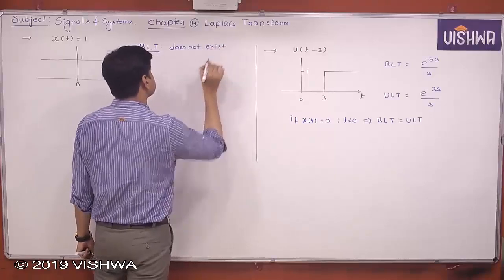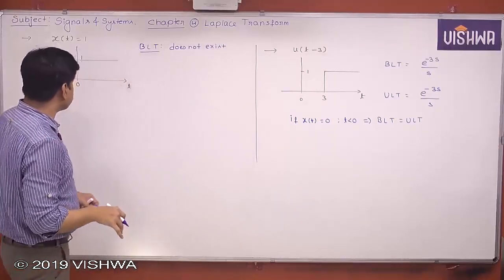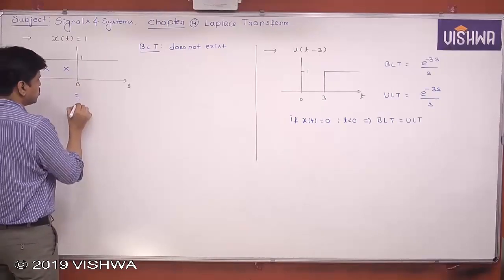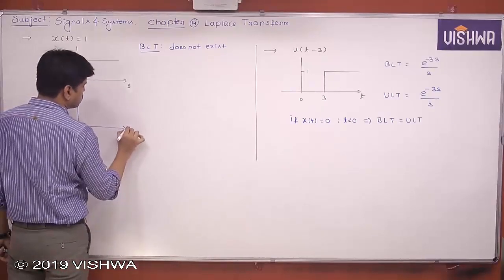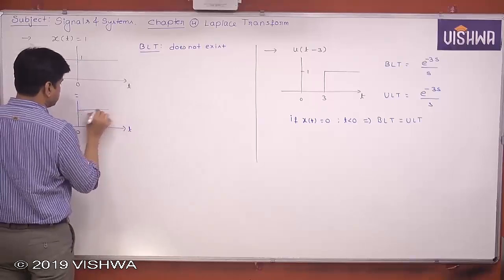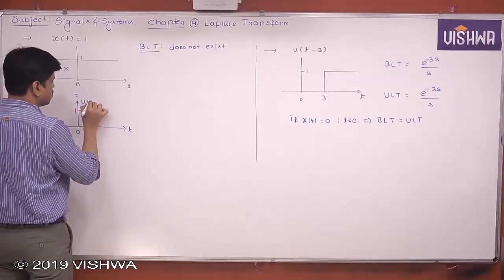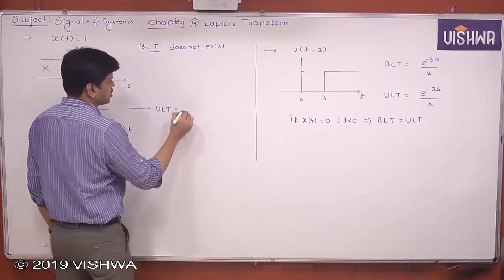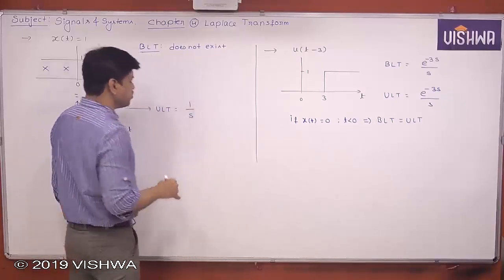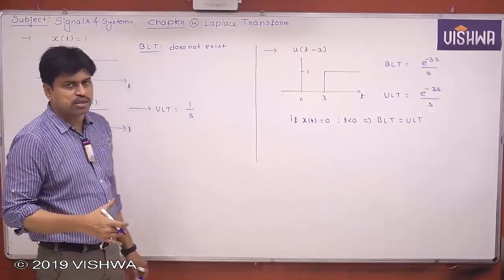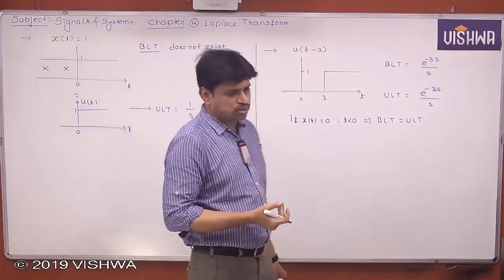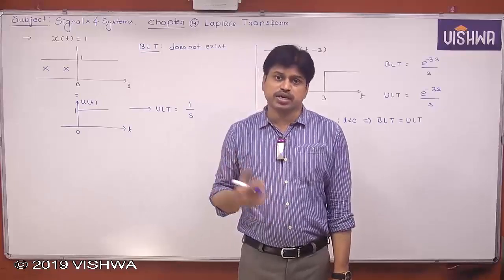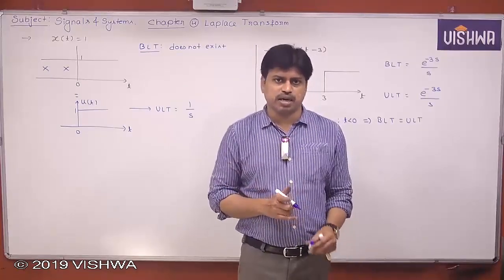We have seen this. But for the unilateral Laplace transform, we don't consider this negative portion. Then this is equal to u of t only. For u of t, what is the unilateral Laplace transform? That is equal to 1 by s. That's why whenever someone asks what is the Laplace transform for 1, directly they will say 1 by s. But remember that 1 by s is a unilateral Laplace transform, but not the bilateral Laplace transform.